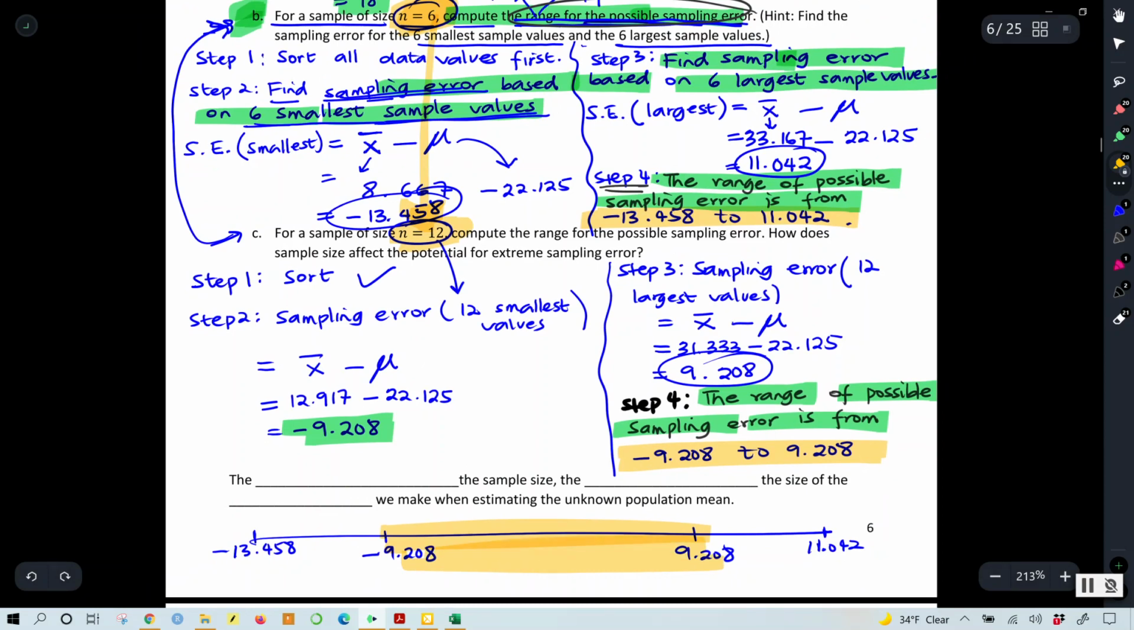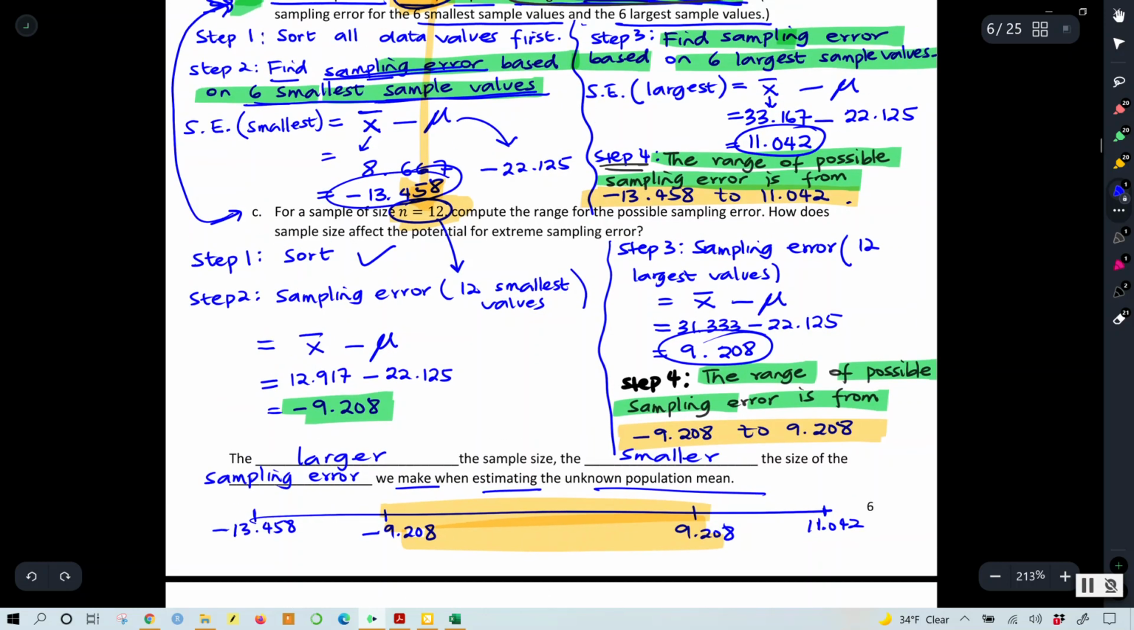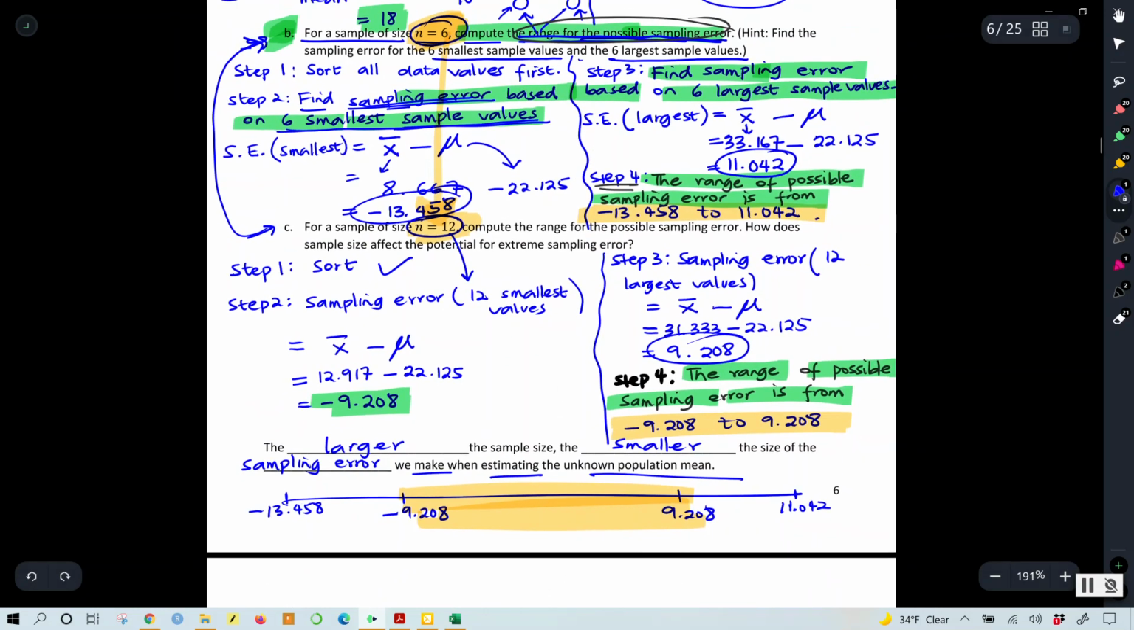see that the interval or the range here is shorter. So we make a simple statement here that the larger the sample size, the smaller the size of the sampling error that we make when estimating the unknown population mean. This is a very important quantity to note.